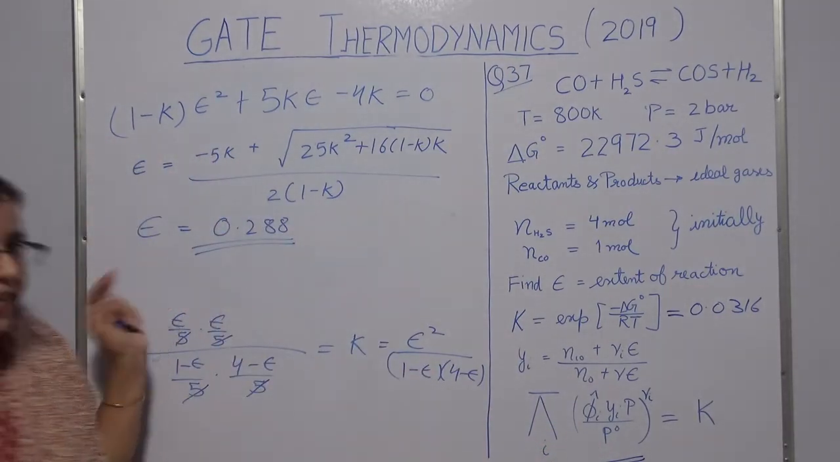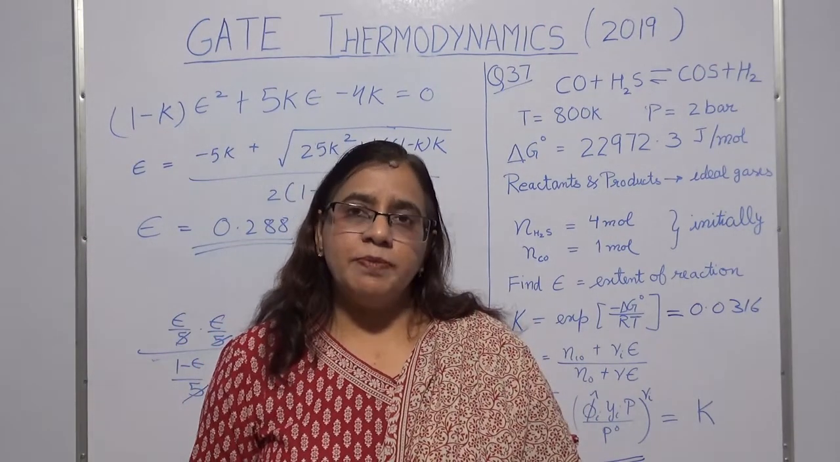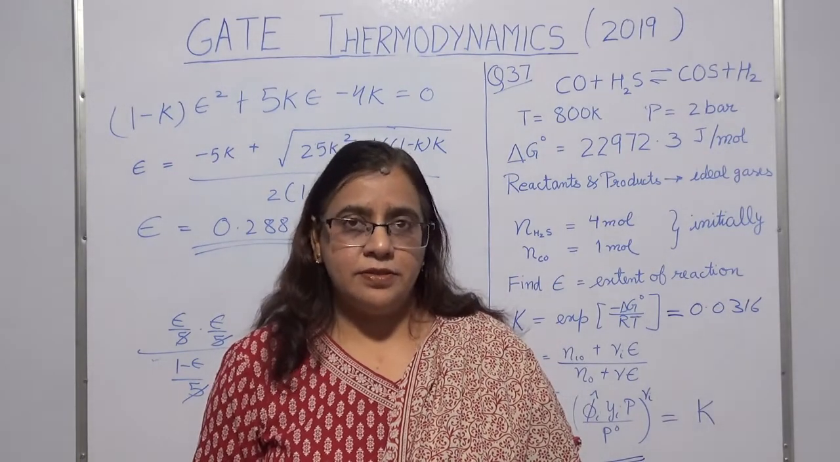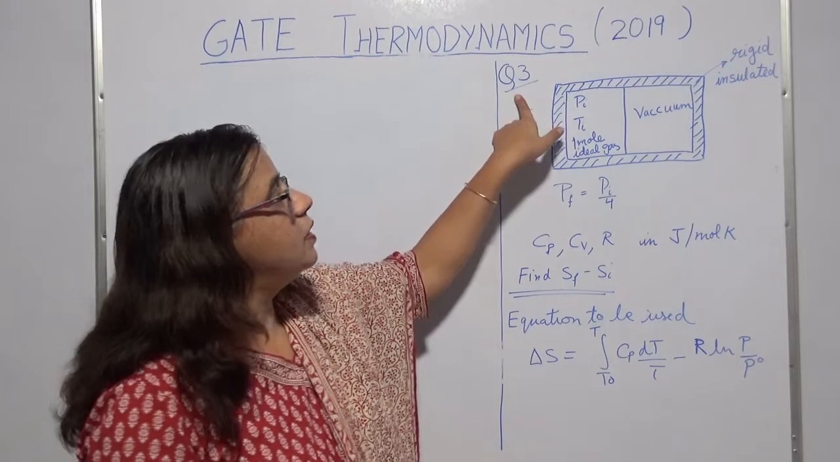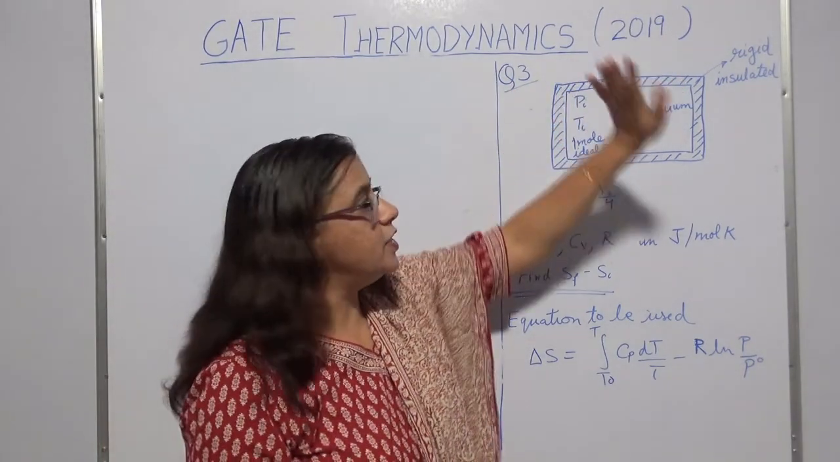Next I am going to take another problem which appeared in 2019, which was based on the entropy change of an ideal gas in a process. So the second problem is question number 3, which appeared in GATE 2019.